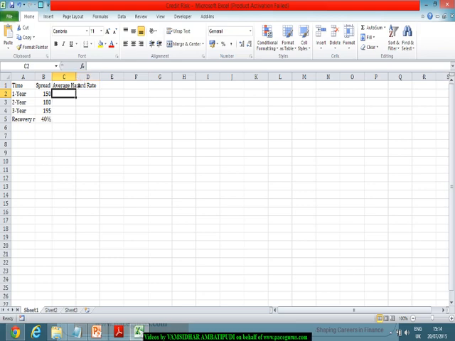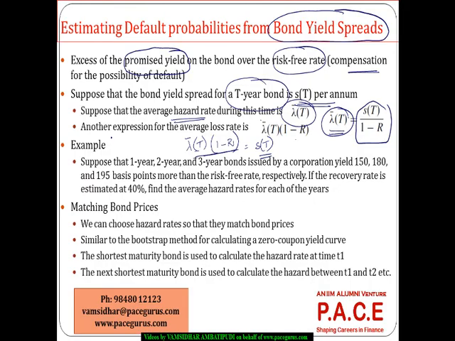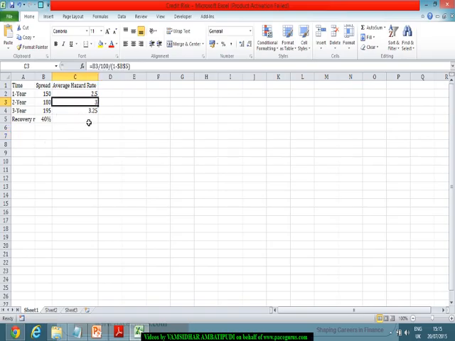The average hazard rate I can find out as the spread divided by 1 minus R. So spread, let me take it in terms of percentage, and I divide it by 1 minus the recovery rate. So this tells me that the average hazard rate is 2.5, the average hazard rate is 3, and the average hazard rate is 3.25. And obviously this is the average over the years.